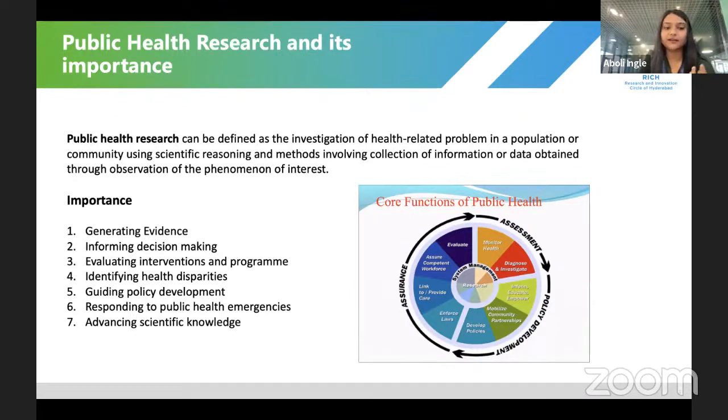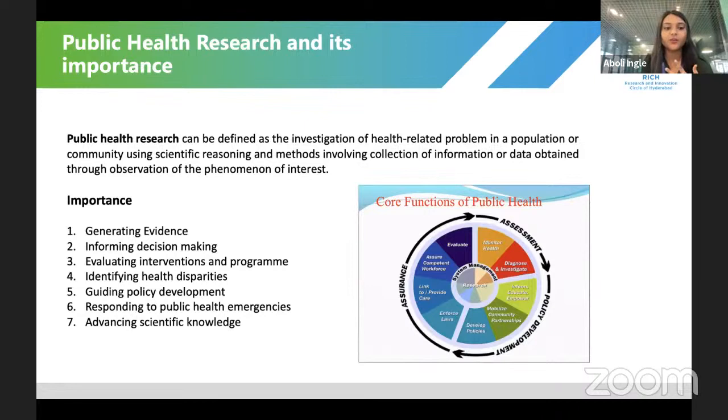Then, informing decision making. Public health decisions, whether at the individual, community, or policy level, should be based on some reliable resource. Where does this resource come from? It comes from research. Research provides the necessary evidence for decision making related to any intervention or program that we implement in the community or in the nation as a whole.